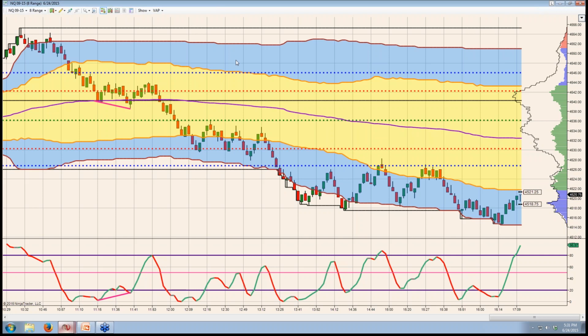Something else I'd like to point out is this is an 8-range chart. You can put this on any type of chart you like. I could put it on a 1 minute, 5 minute, or a tick chart. This is my preference, so you're not bound by what you're seeing here. The sky's the limit.